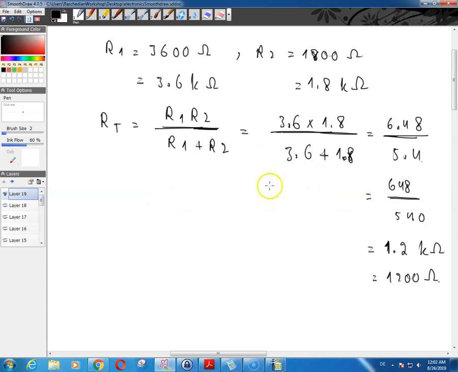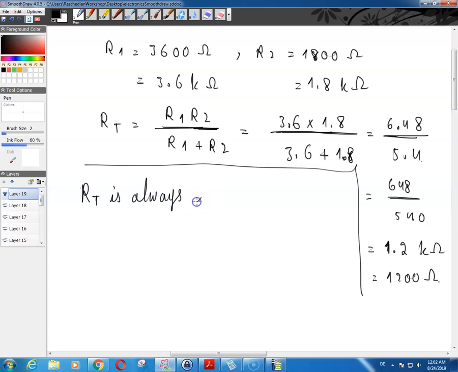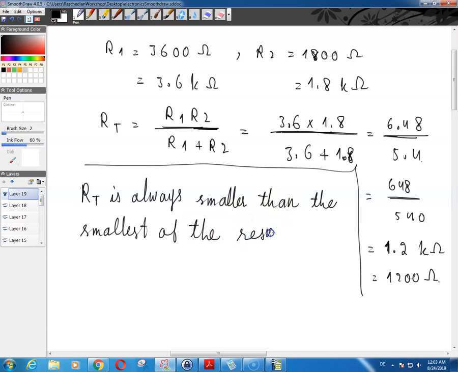Now, of course, there is a sentence over here. It says that R of T, basically in a parallel circuit, is always smaller than the smallest of the resistors in parallel. So that is that.